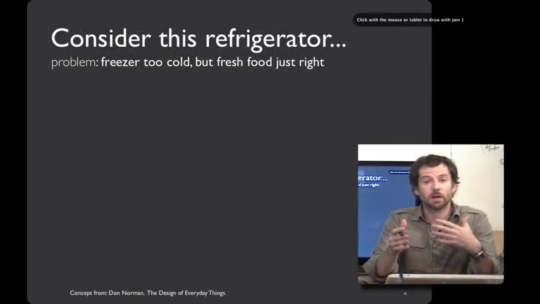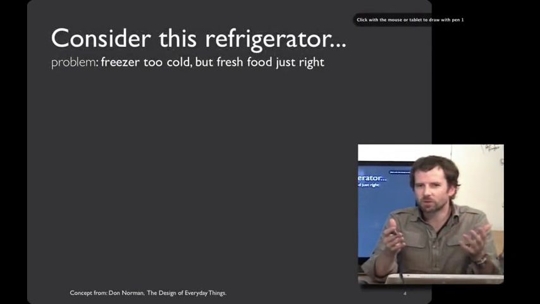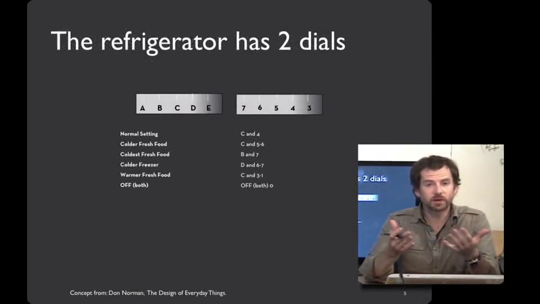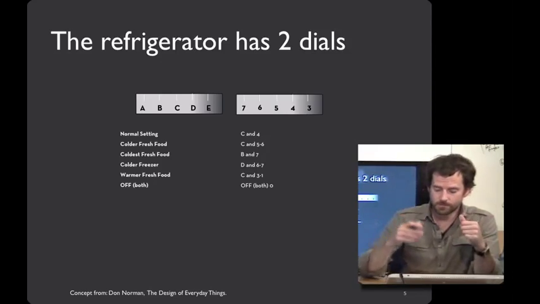Let's say you got a refrigerator, and the problem is that the freezer is too cold, but the fridge is just right. This refrigerator has two dials. One of them is labeled A through E, the other is labeled with numbers 3 through 7. And there's an instruction manual that lists combinations of letters and numbers for different settings of food. So what do we do to have the refrigerator stay the same, but the freezer to be less cold?